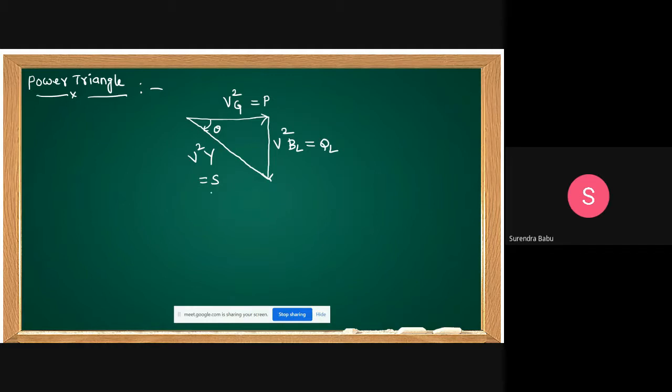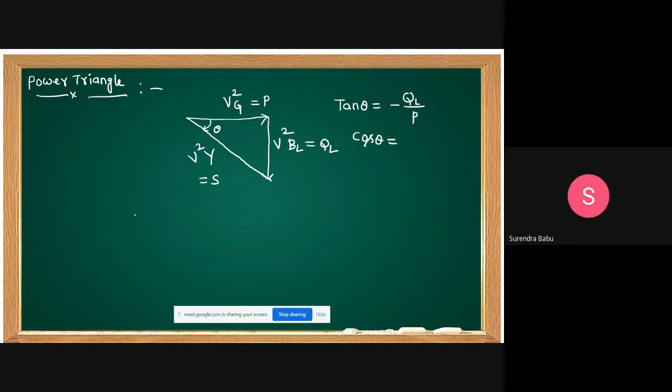Clear? Then what is the tan theta from this one? Can anybody? What is the tan theta? QL by P. Opposite by adjacent. But this angle is taken clockwise. You take minus. What is the cos theta?